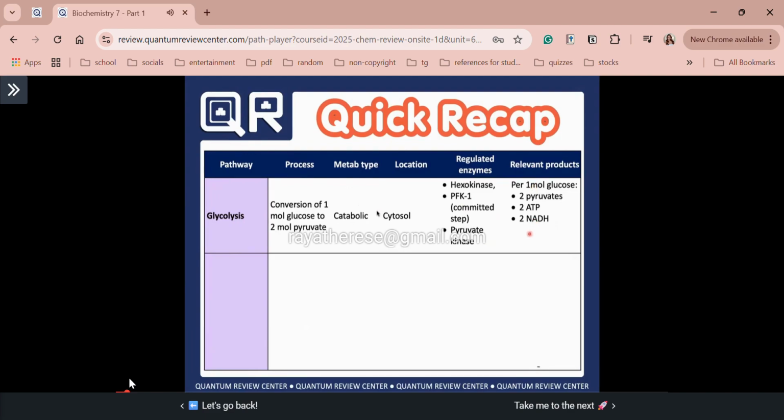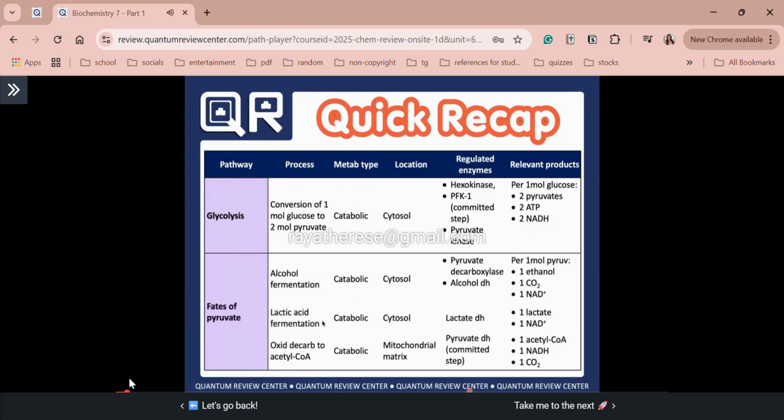Sir, what is the next process? We know, class, that's pyruvate metabolism. Here, we divide it into 2: anaerobic for the fermentation process, and aerobic for the oxidative decarboxylation process. Class, all of them are catabolic. We produce energy, but here we also use energy in the form of NADH. It is catabolic because we degrade the original substrate pyruvate in order to generate key products.